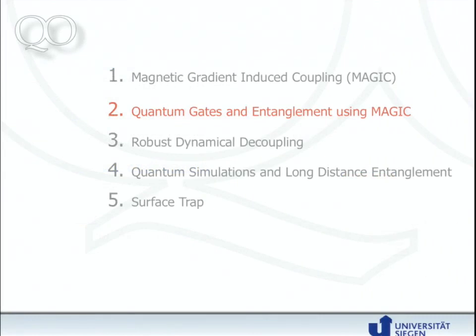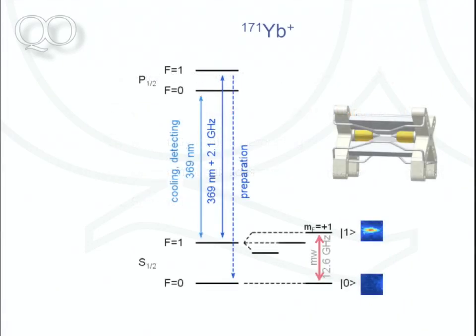Now I'll come to the second part and show you how we do quantum gates using the spin-spin coupling. So our favorite guinea pig, our favorite ion, is ytterbium, and we use two hyperfine states of the ground state as a qubit and do state selective detection as usual in ion traps using laser fields at 369 nanometer. So in this state we don't scatter light. In this state we scatter light. That's how we do state selective detection.